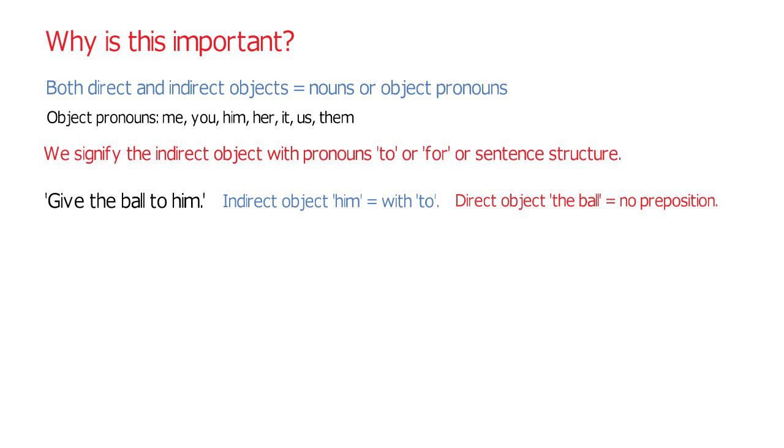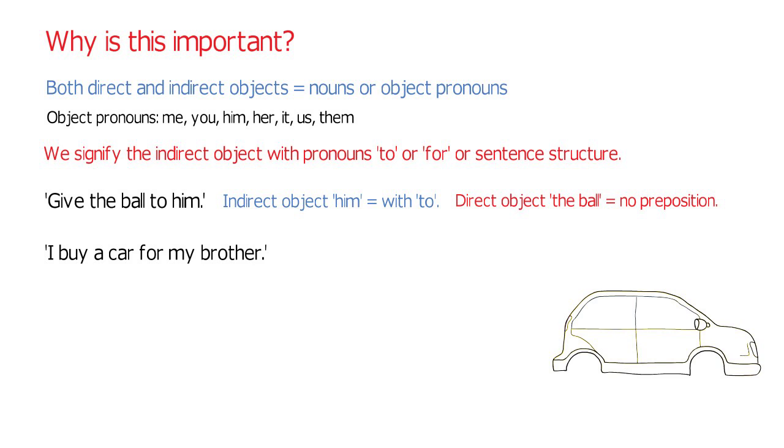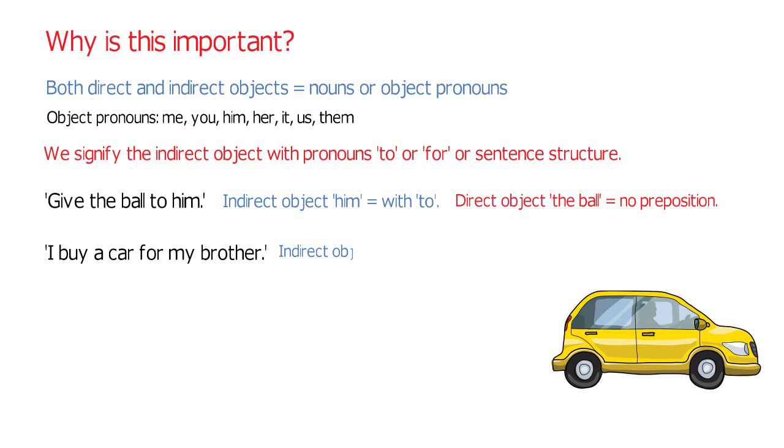But not all indirect objects carry the preposition to. Take a look at this sentence. I buy a car for my brother. Here the indirect object is, right, my brother, and it is preceded by for. The direct object is the car, and that again carries no preposition. I buy a car for my brother.